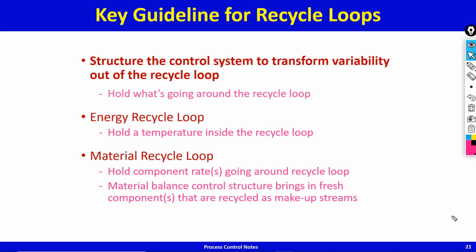If a component is not recycled, then there is no problem because there is no recycle of that component. That particular component, you can have flow control of the fresh feed. But if you are putting in a fresh feed and that component is being recycled, then you should hold a flow in that recycle loop so that the fresh feed of that component is brought in as a makeup stream. That's the key guideline that emerges for recycle loops from these very simple arguments.